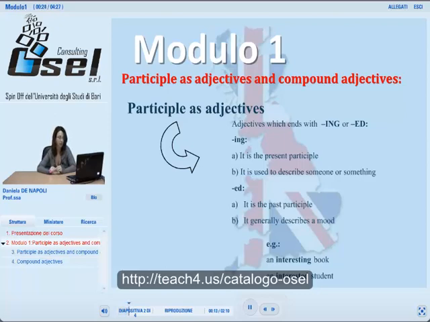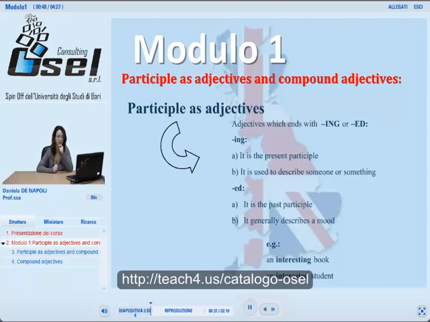Participle as adjectives and compound adjectives. Participle as adjectives. Let's give a look at this topic. A participle is a verb form which can be used as an adjective to describe a noun.